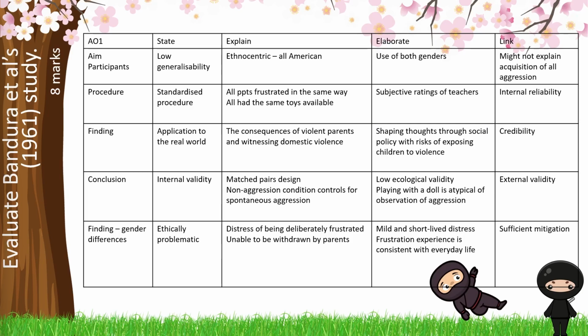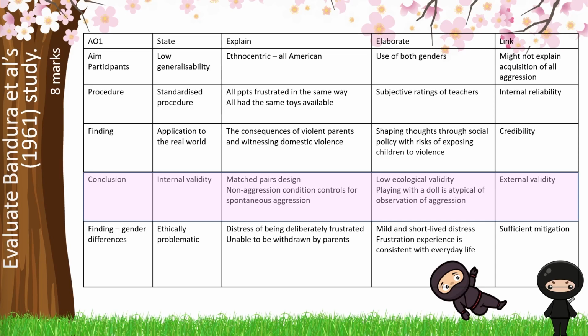We'd move through then and talk about a conclusion, and this is linking to internal validity, that it is accurate inside the study, that it does measure what it intended to measure. The fact that we have a match pairs design increases that validity, that we know it's only the model, not how aggressive the children were beforehand. Also, the inclusion of non-aggressive controls meant that spontaneous aggression was accounted for.